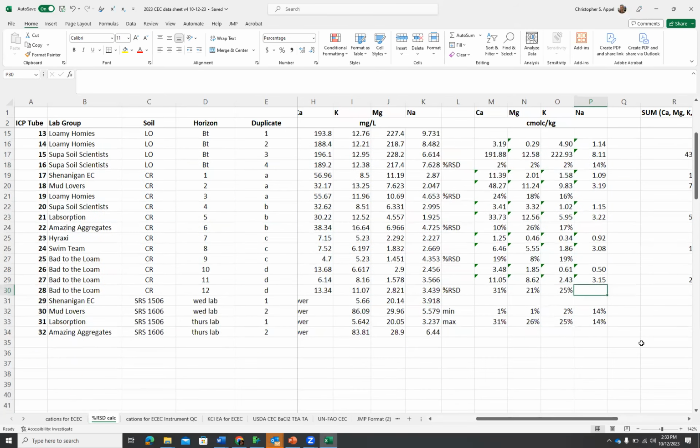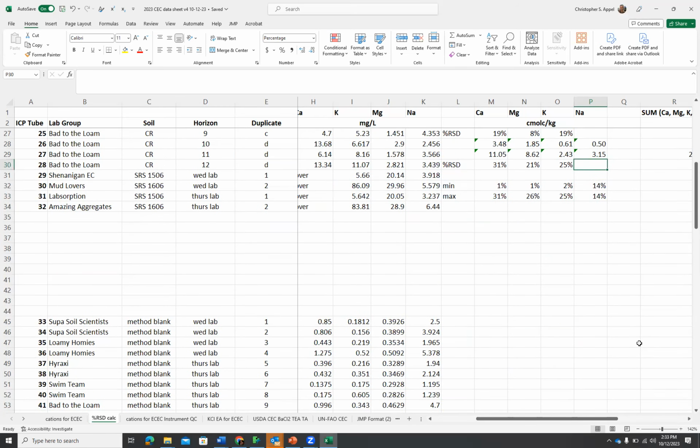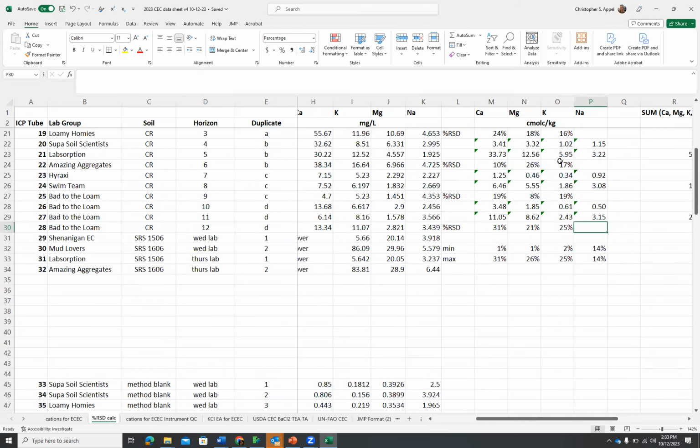Okay. So if we've all done it correctly, and I think that I have, but you check to make sure that yours match mine for your min and your max. That is our percent relative standard deviation. Fantastic. So you can copy that down and then report the range in your table. And I made the same mistake here, right? It's not calcium, magnesium, potassium. It's calcium, potassium, magnesium.